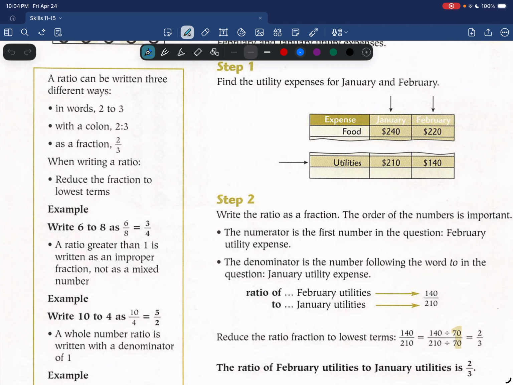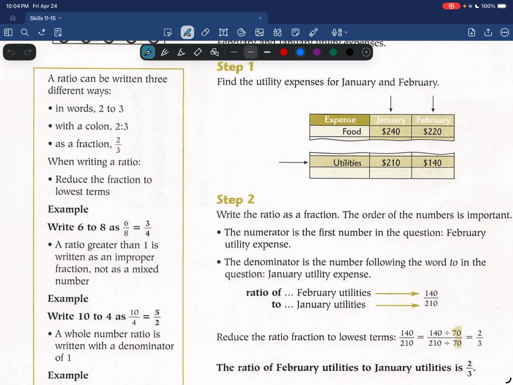A ratio can be written 3 different ways. In words, 2 to 3, with a colon, 2:3, or as a fraction, 2/3. When writing a ratio, you reduce a fraction to lowest terms. For example, write 6 to 8 as 6 over 8 and reduce to 3/4.